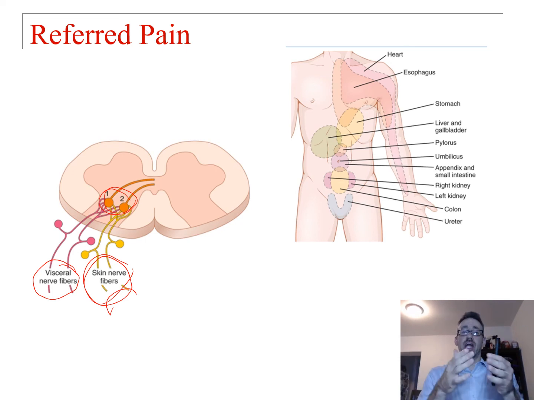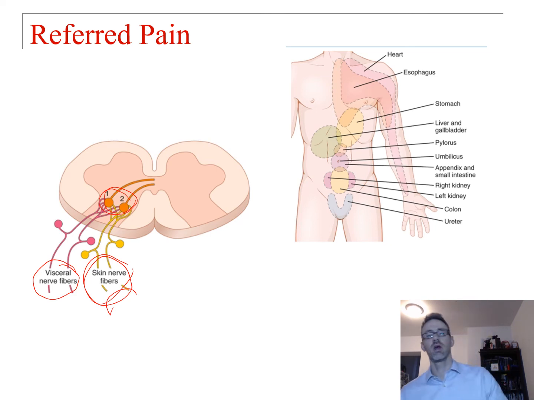And since they're sharing some of the same neurons, it's being perceived as coming from the same areas of the body, either from the skin or from the organ. So for example, if the heart is in pain, we're going to also perceive that it's coming from the surface of our body because it's sharing the same neurons there. And so this is why we have this referred pain.